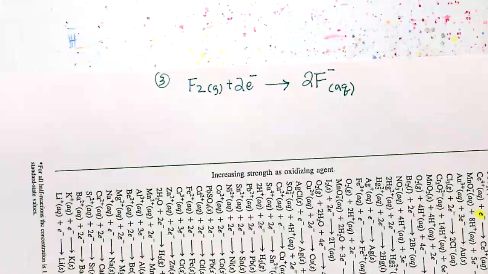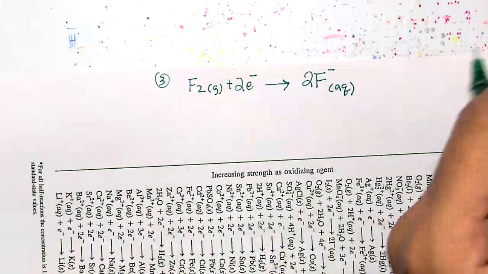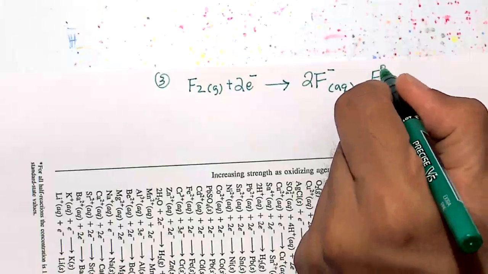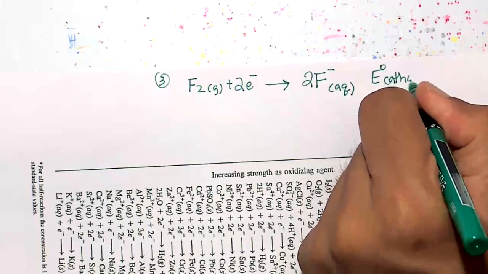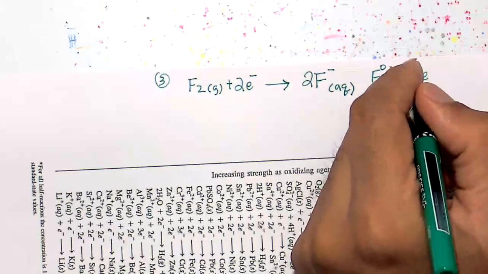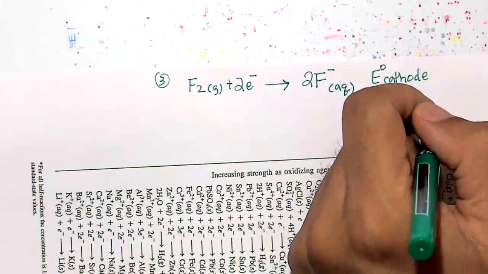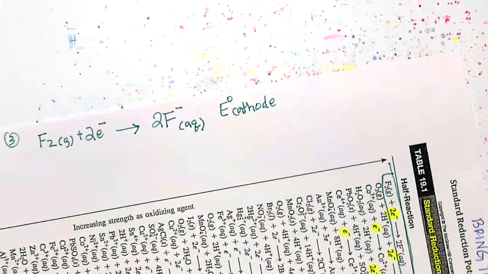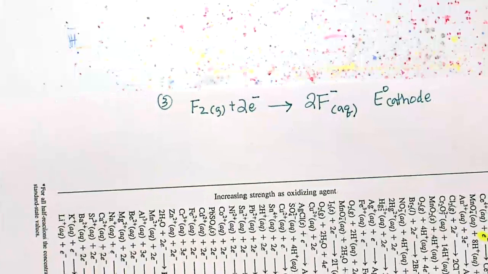I rewrote that first half reaction. I can do this with any. I'm just picking the first one. Okay, and we just mentioned this is gaining 2 electrons. Gaining electrons is reduction, and all of these are reductions, standard reduction potential, and reduction happens at the cathode.